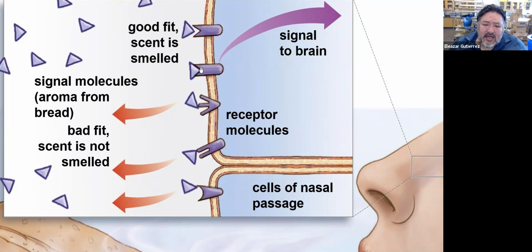So consequently, only those receptors that have complementary shapes to those odor molecules will be able to associate with those odor molecules and subsequently send a signal to the brain going, delicious bread. These two cannot do it. These three cannot do it. Okay. So all this to say that the three-dimensional shape of this odor molecule and the three-dimensional shape of this receptor are important, because if they are not complementary to each other, this event is not going to take place.